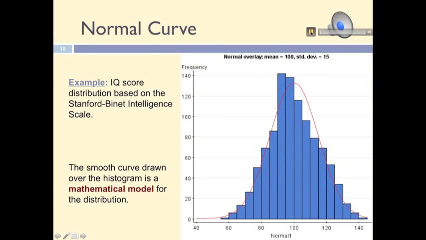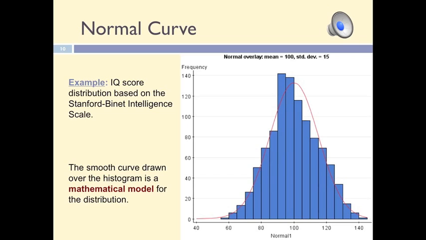For instance, the histogram in this image represents a distribution of real IQ scores as measured by the Stanford-Binet Intelligence Scale. The blue bars represent the number of individuals who recorded IQ scores at a certain level. In this histogram, each bar represents an interval of 5 points. For instance, we can see that one individual has an IQ score between 55 and 60. Approximately 70 people had an IQ between 80 and 85. And the largest bar is the one for scores between 90 and 95, which includes approximately 141 or 142 individuals.